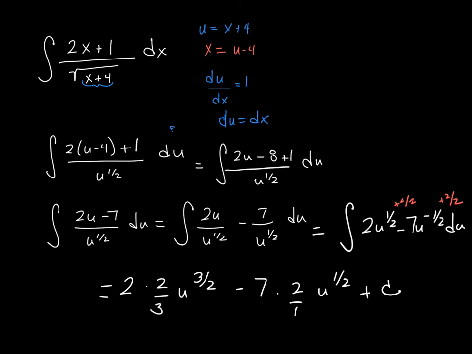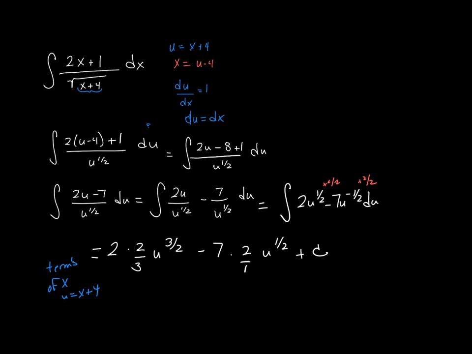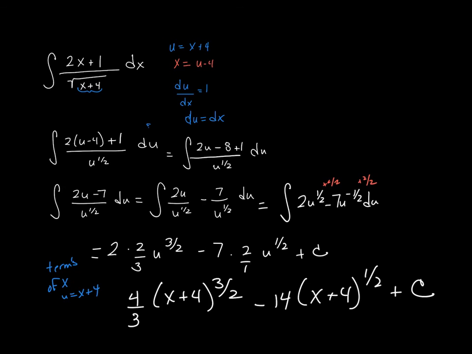Now, like I said, one of the really, really common mistakes that I see is that you have to remember to go back and finish this question, because the question wants the answer in terms of x. So we go back to the very beginning and we know that u was equal to x plus 4, and then substitute all of that back in and simplify it. So that just becomes 4/3 x plus 4 to the 3/2 minus 14 x plus 4 to the 1/2 plus my constant term.